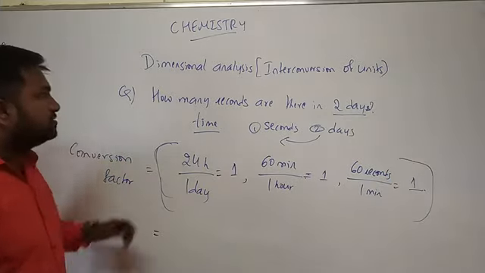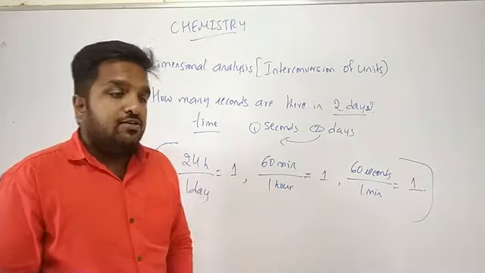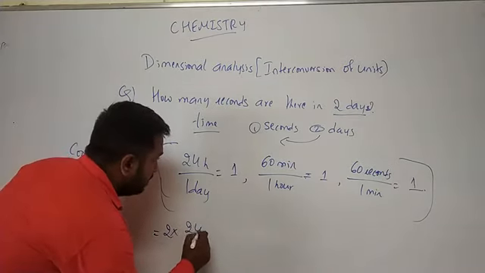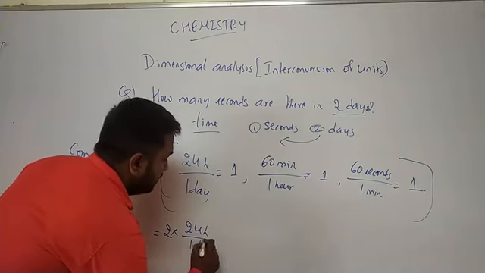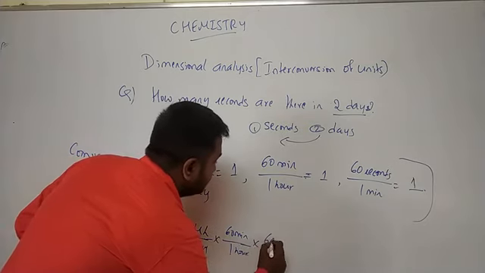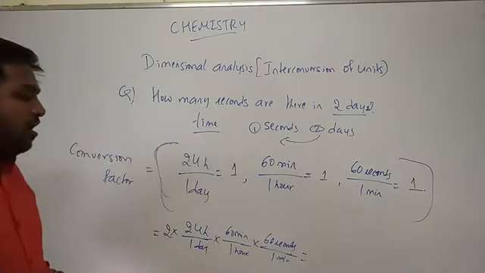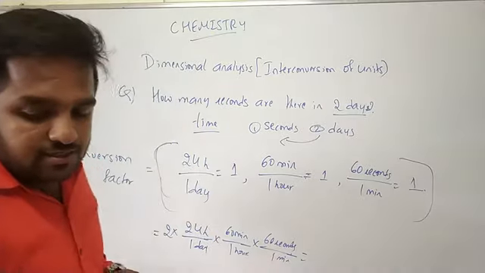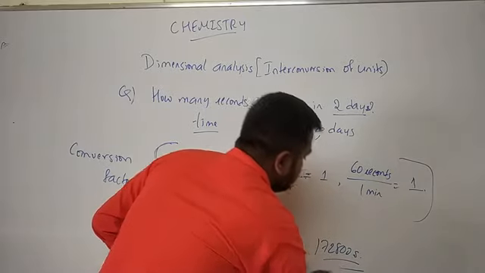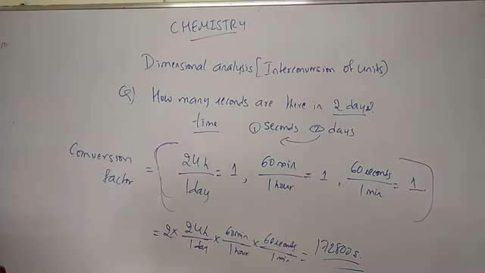So now let's go back to the question. How many seconds are there in 2 days? This is for one day. Clear? So we need it for 2 days. So 2 into 24 hours by 1 day, into 60 minutes by 1 hour, into 60 seconds by 1 minute. So after doing all the calculations, what you get is 1,72,800 seconds. Do the calculations when you are free at home.